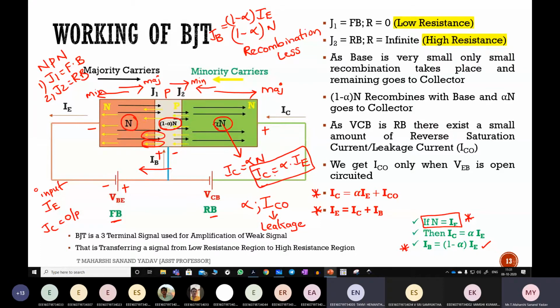Any doubts with this concept? What is happening exactly with majority and minority carriers? What kind of current will majority carriers create? Is it diffusion current or drift current? Diffusion, correct. What about drift? Drift current is due to minority carriers. That's it.